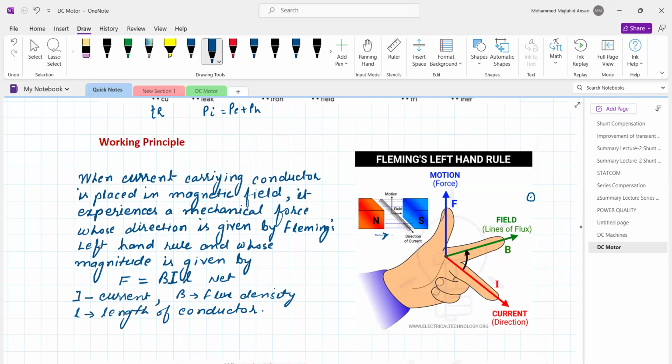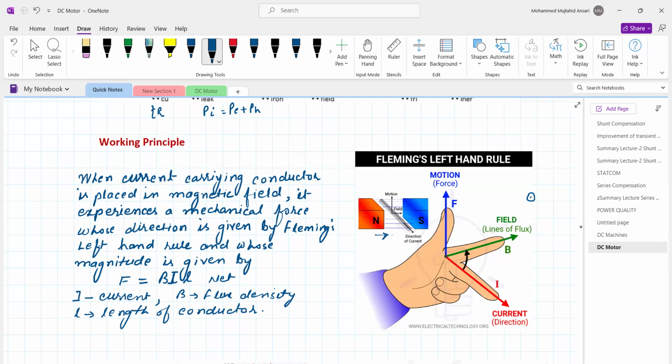Now stretch your left hand in such a way that your thumb, first finger and second finger are mutually 90 degrees to each other. The first finger shows the direction of flux or magnetic field.